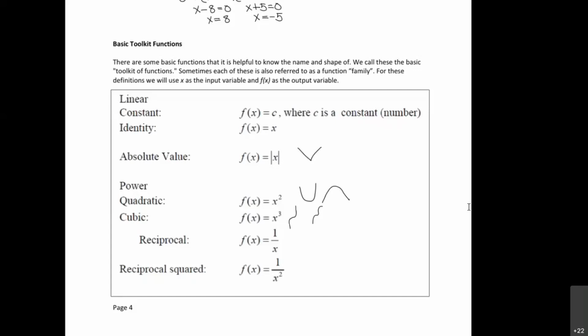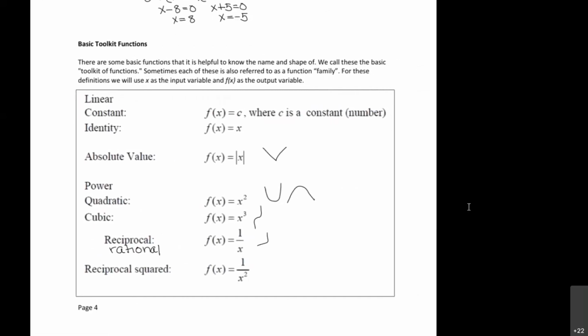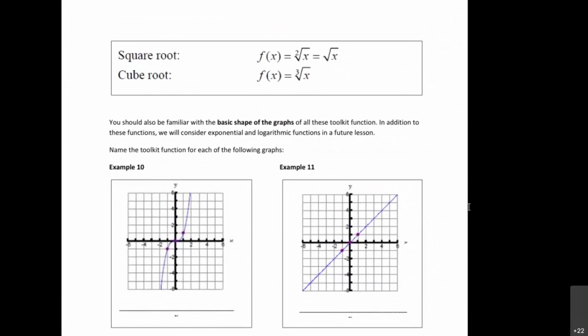Okay, so basically you'll see graphs on the next page. This is called a reciprocal function here, but you can also call it a rational function. These are the ones that look like elbows. So you have one like this, one like this. These are the ones that have vertical asymptotes usually. And a reciprocal squared is another type of rational function that looks like that. And again, we've got square roots, kind of looks like this. Cube root looks like a cubic on its side.